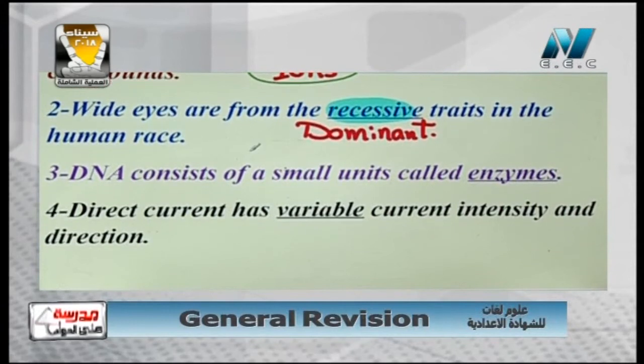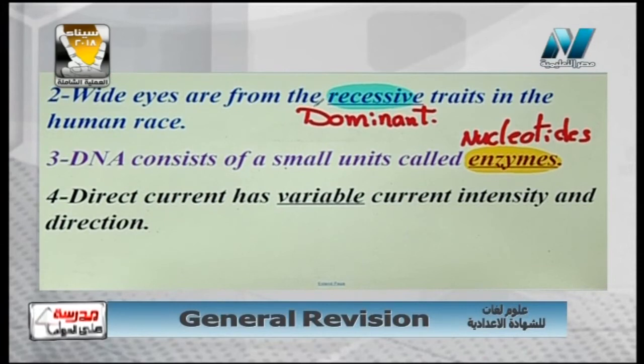Number 3. DNA consists of small units called enzymes. We know DNA consists of small units called nucleotides. So we know now DNA consists of small units called nucleotides.